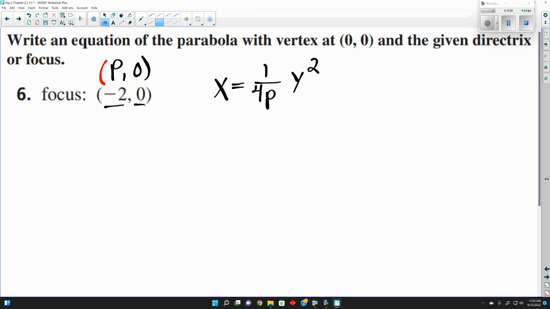Now this one here is a little bit nicer than the directrix, because it's just p comma 0. So it's telling us what? That p is -2. We don't have to change the sign. We don't have to work anything with it. It's just p is that value. So for here, p is -2.